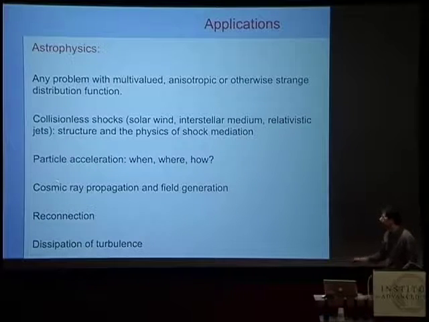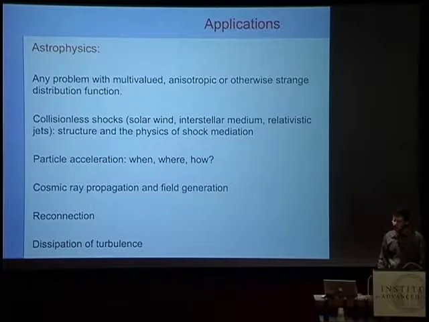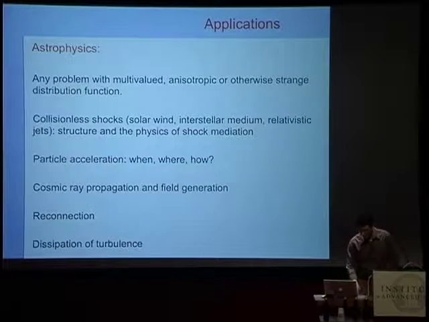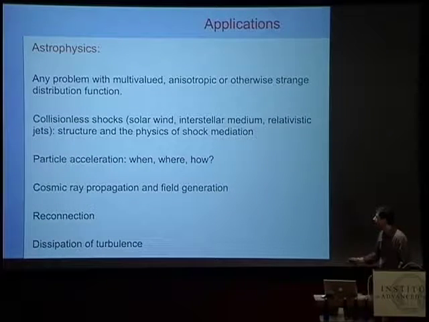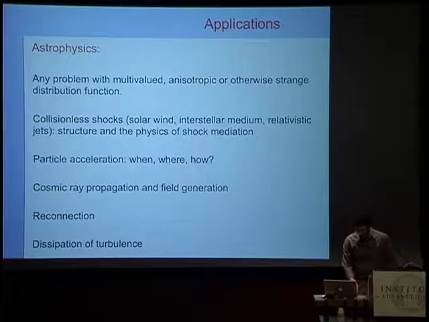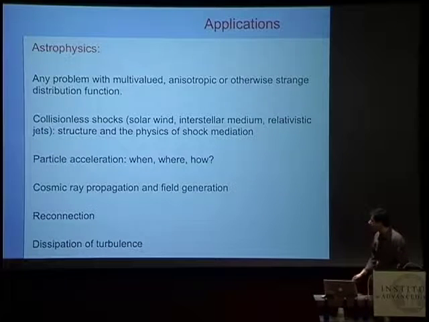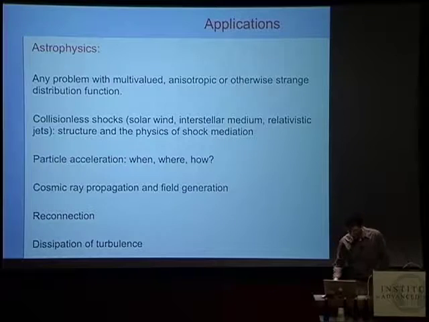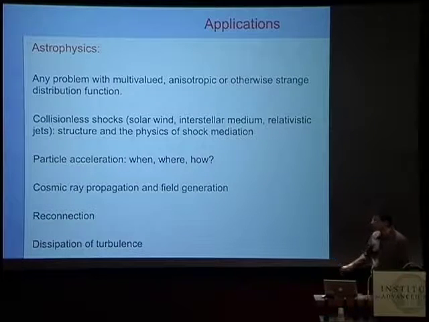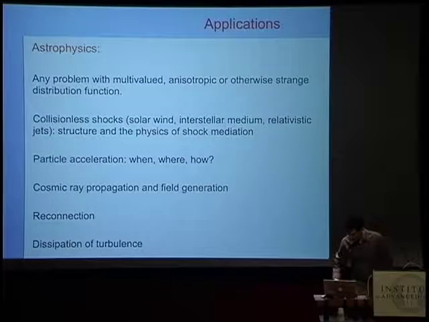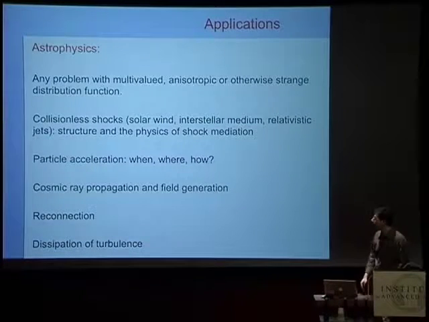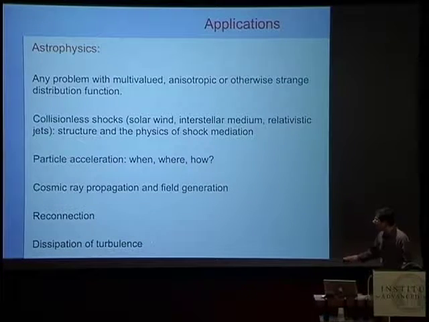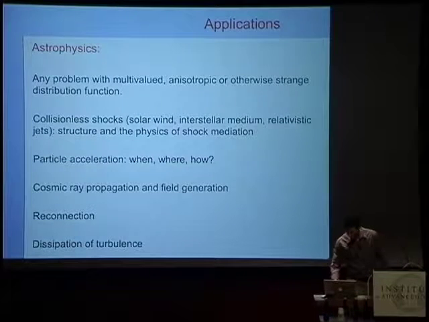Next is propagation of cosmic rays and the associated generation of magnetic fields as cosmic rays propagate through the interstellar medium. Then there are questions related to reconnection, the speed of the reconnection, and the physics that governs the rate of the reconnection. And finally, the ultimate dissipation of turbulence. If you have a turbulent cascade, eventually it goes to the resistive scale, and where that energy finally ends up, whether it goes into electrons or ions, is not really understood at the moment.